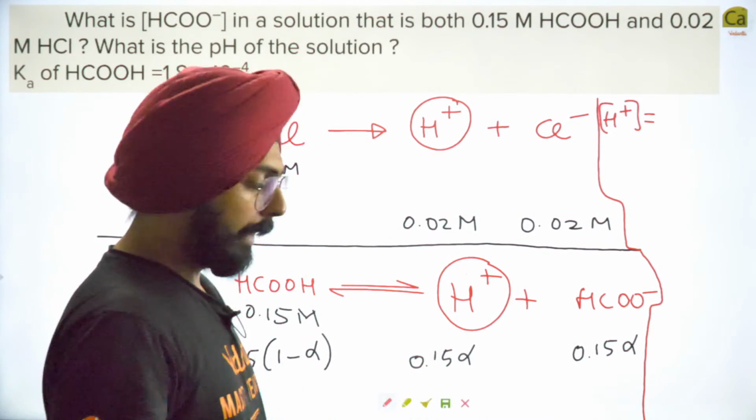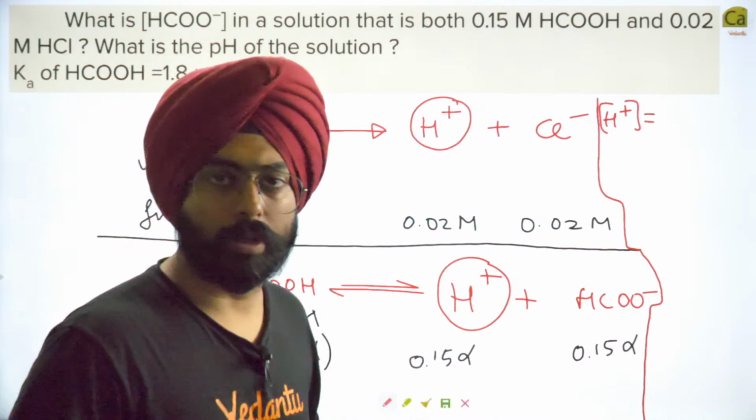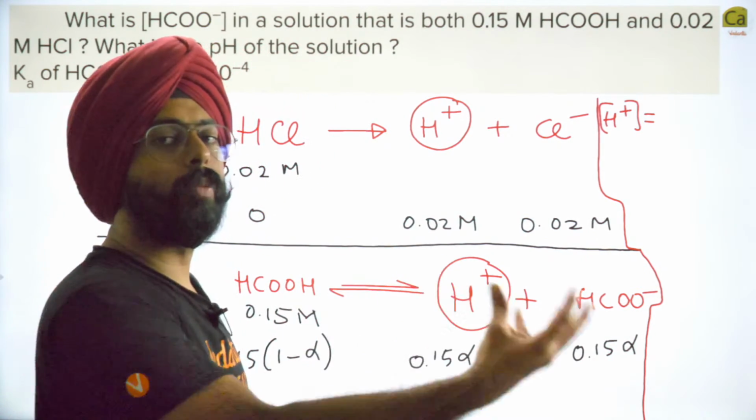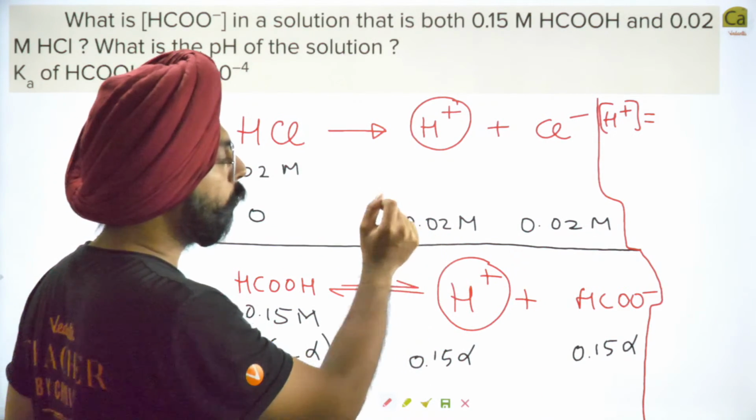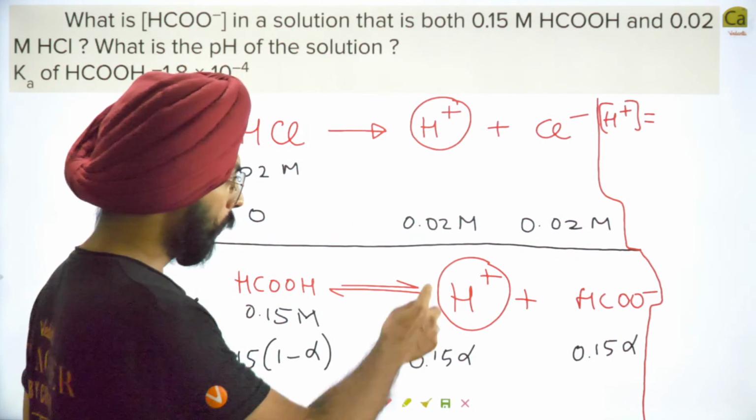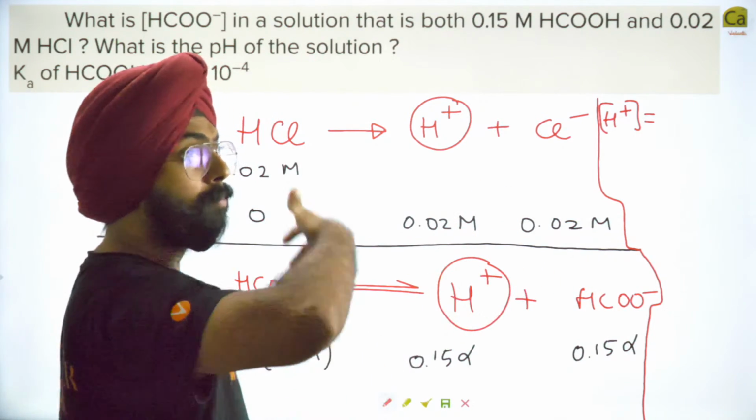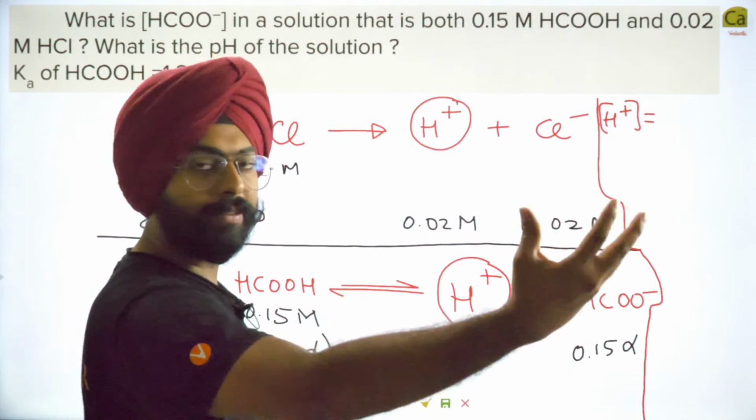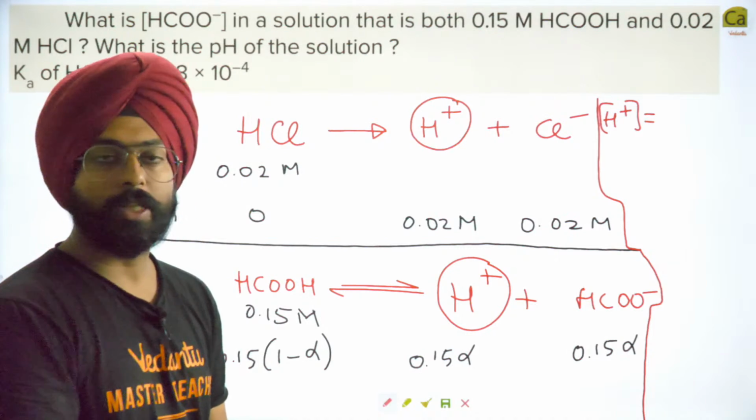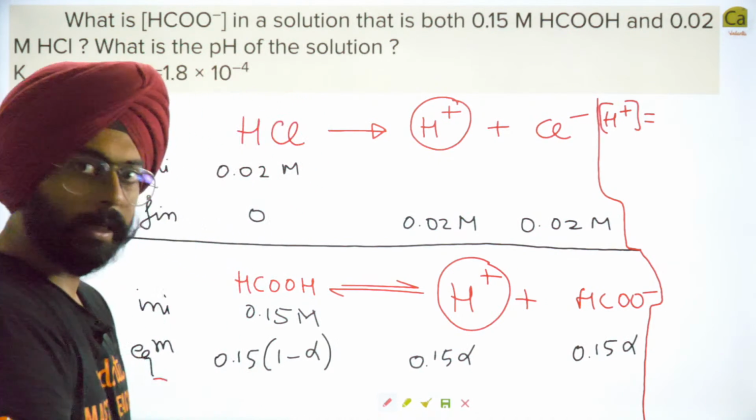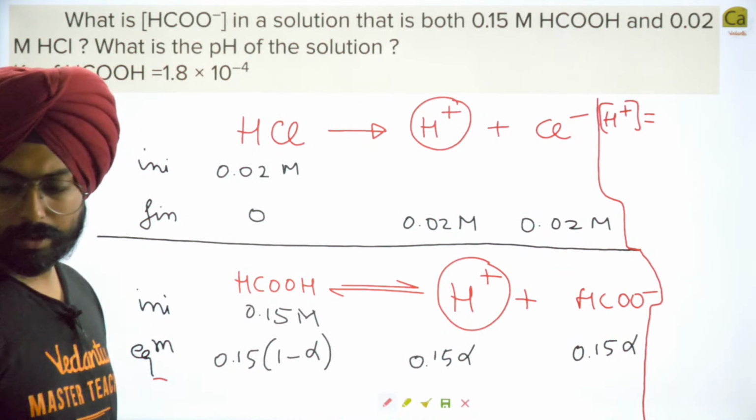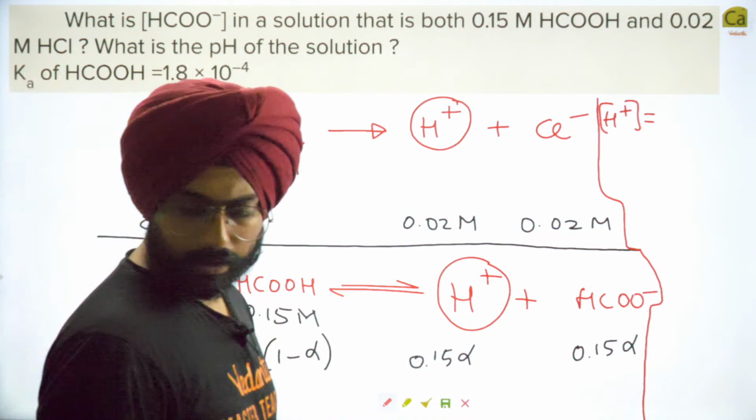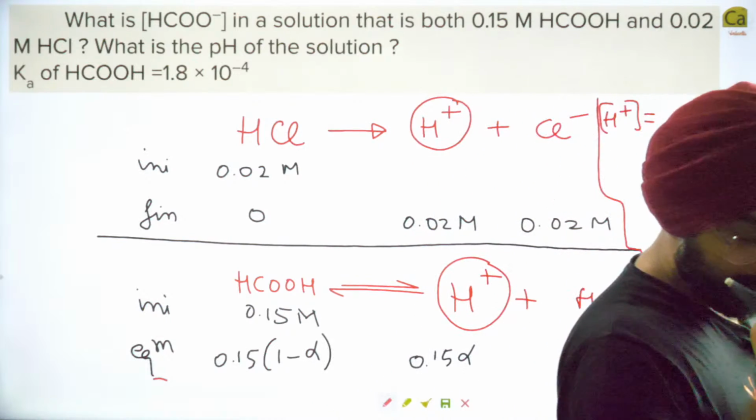Most of you must be thinking that, sir, why aren't you considering the reaction with water? Because water's contribution towards H positive will be very small when I compare it to 0.02. 2 into 10 to the power minus 2 is a much higher number compared to 10 to the power minus 7, which is generally the contribution of H positive via water. So over here you need to consider only these two reactions. Got it? We will consider these two reactions.